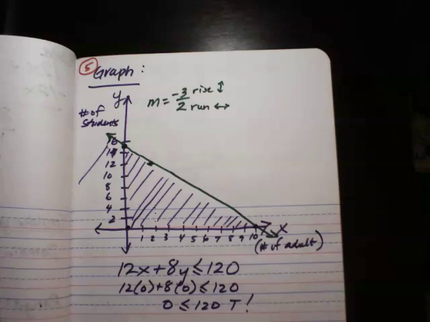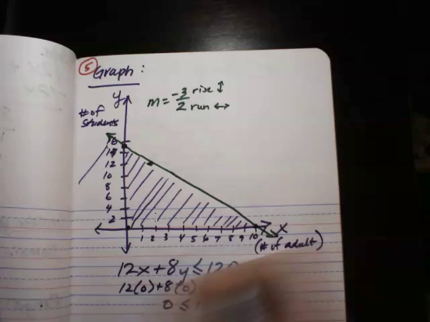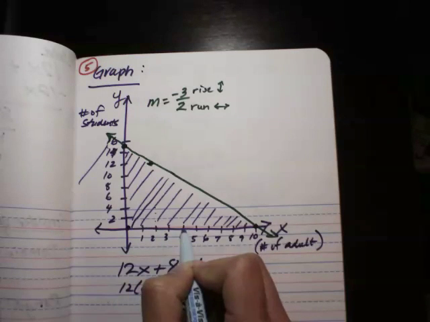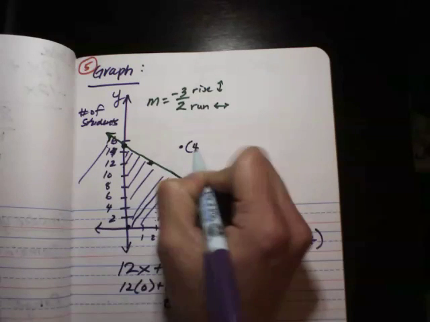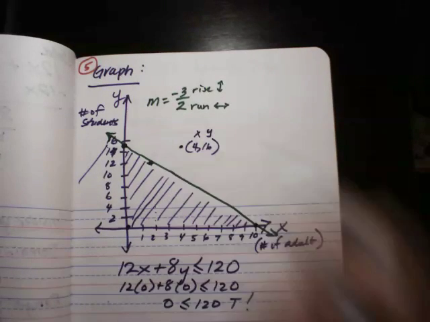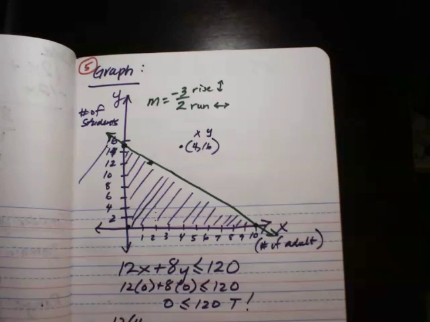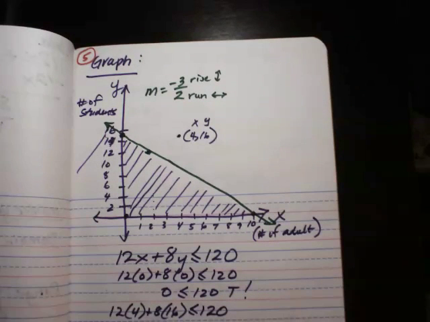Let's test a point outside that region just to make sure. I can test (4, 16). Remember, x comma y. So 12 times 4 plus 8 times 16 is less than or equal to 120. I already know that this isn't going to be true. I have 48 plus 128, which is 176, and that is less than 120? That's false. So there you go. You have your inequality graphed.